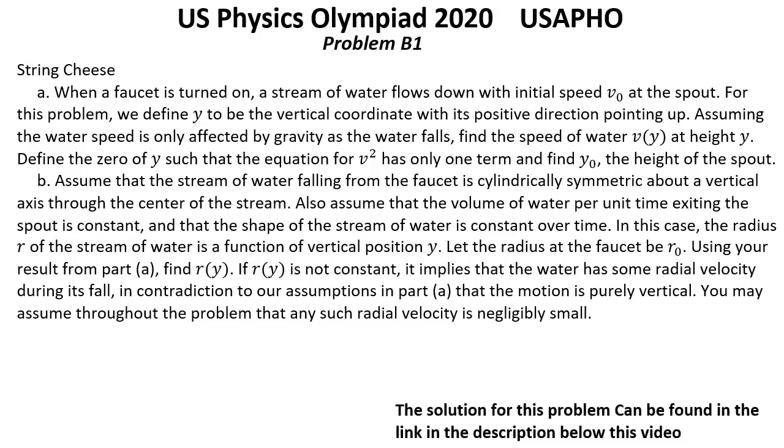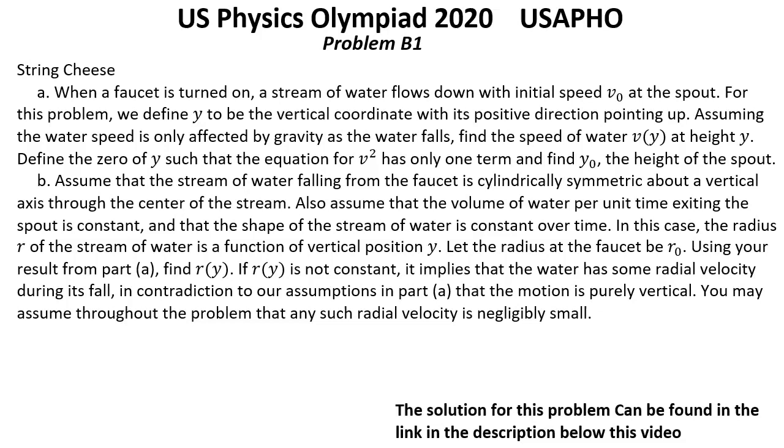Question B. Assume that the stream of water falling from the faucet is cylindrically symmetric about a vertical axis through the center of the stream. Also assume that the volume of water per unit time exiting the spout is constant, and that the shape of the stream of water is constant over time. In this case, the radius r of the stream of water is a function of vertical position y. Let the radius at the faucet be r0. Using your result from part A, find r(y).